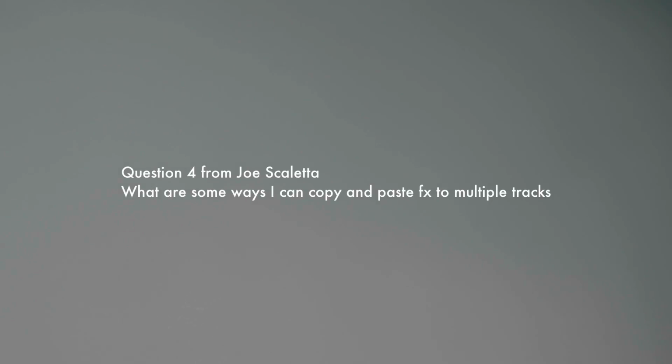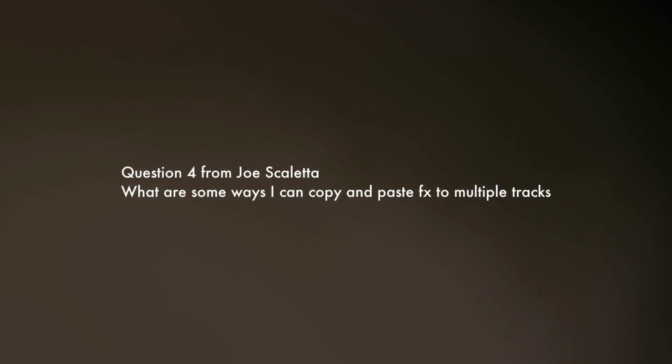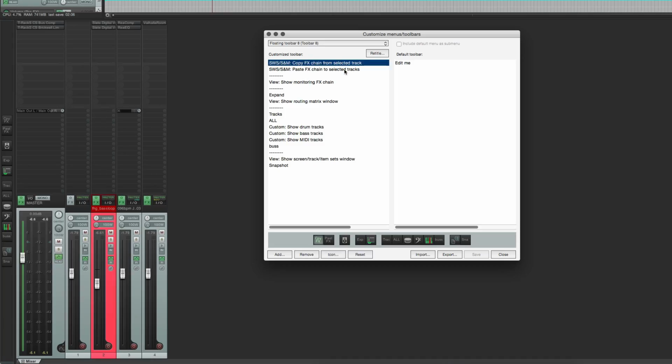Question 4 comes in from Joe Scaletta. What are some ways I can copy and paste effects to multiple tracks? There's a lot of different ways you can do this, and it's up to you what you find is the most appropriate method for your workflow or that situation. If you open up an effects chain, you can highlight them, copy, go to your other track, hit paste. There's also the SWS copy effects chain from selected track and paste to selected track commands.